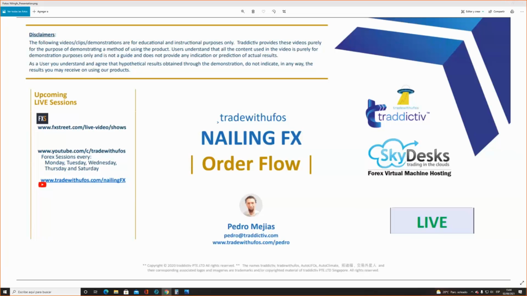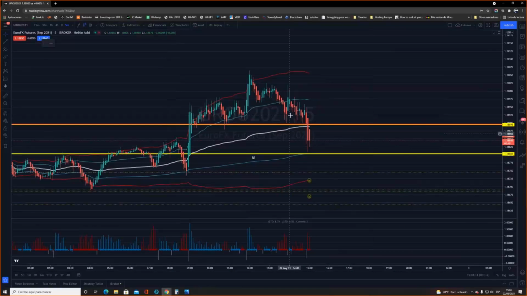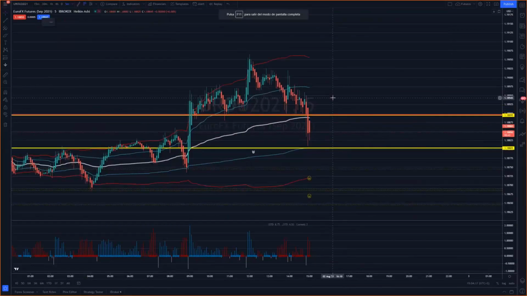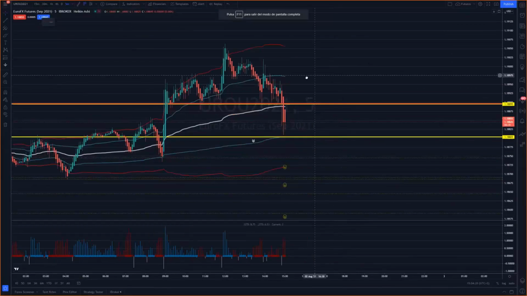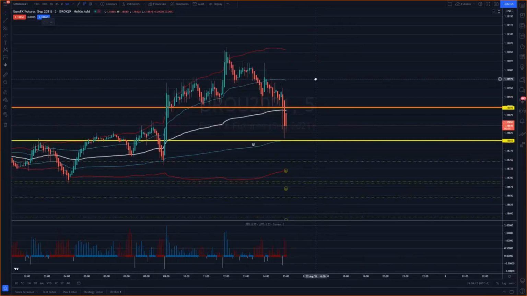All right, so let's take a look at today's market, what we might expect today. As you know, I trade the euro, so I'll show you the euro chart. Here on the screen is a TradingView application. It's a web-based charting application, and here we can use our Trade With UFOs indicator.